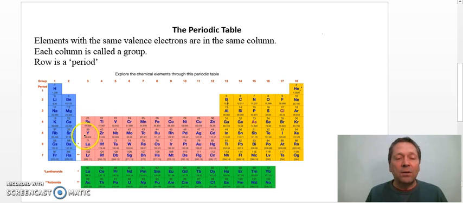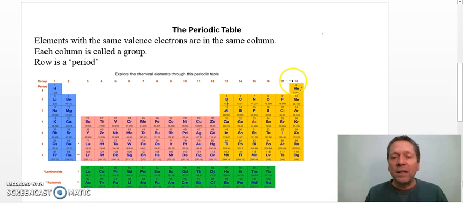And this block over here in pink, all these elements have got a valence electron in the d subshell. So that's called the d block. And these ones down here, they've got their valence electron in the f subshell, so that's called the f block. Okay, so once again, you can see the periodic table is set up according to the electronic configuration. If you don't understand electronic configuration, go back to the previous video and have a look.